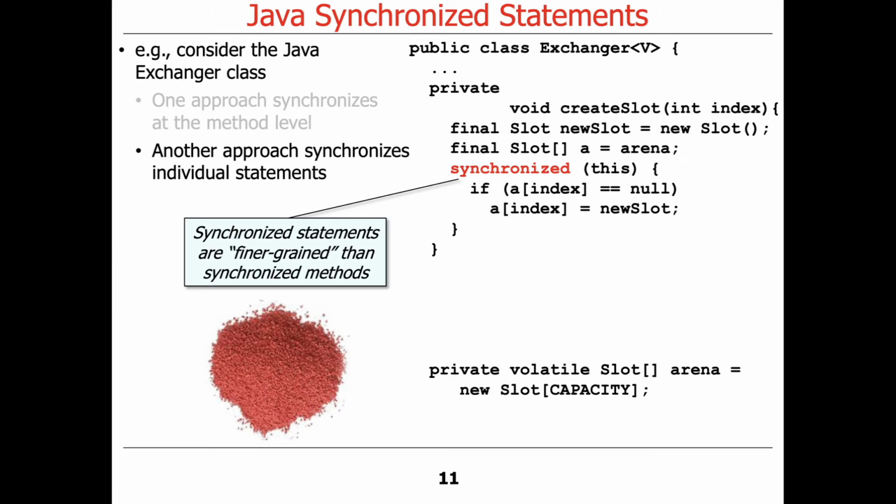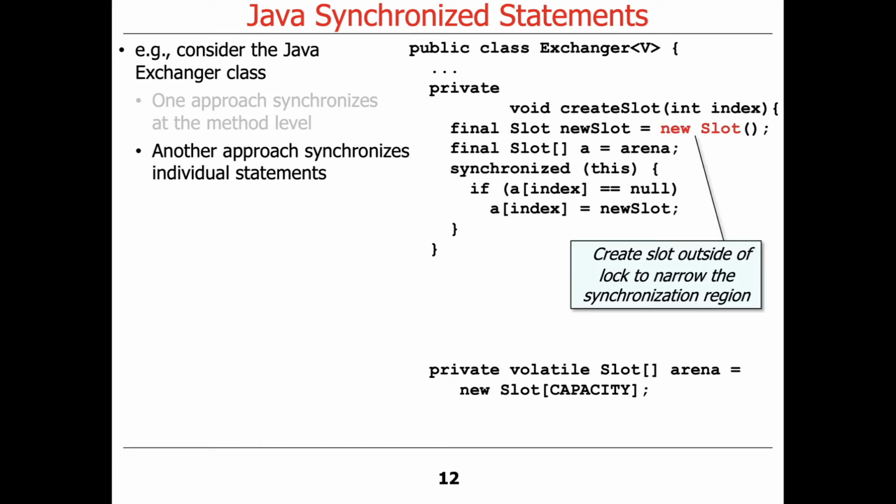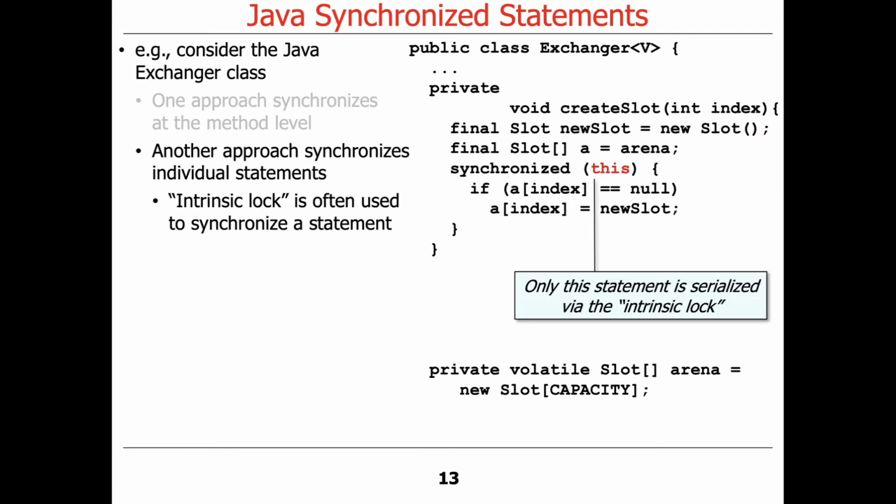So this demonstrates the use of a synchronized statement to give you a finer level of granularity of the scope over which the lock is held. Now, is this a big deal for this example? Probably not. We're talking about nanoseconds of overhead, but if you can imagine a more complicated example, then it would matter. So we allocate the slot outside of the synchronization region so that it is only locked for a very, very short period of time. And in this particular case, we're using this, which is the intrinsic lock that's used to serialize access.